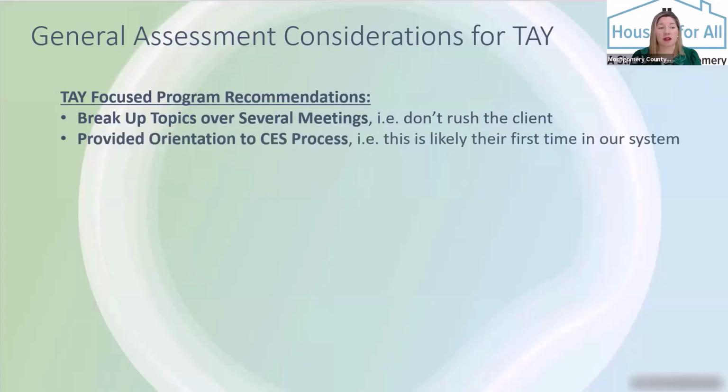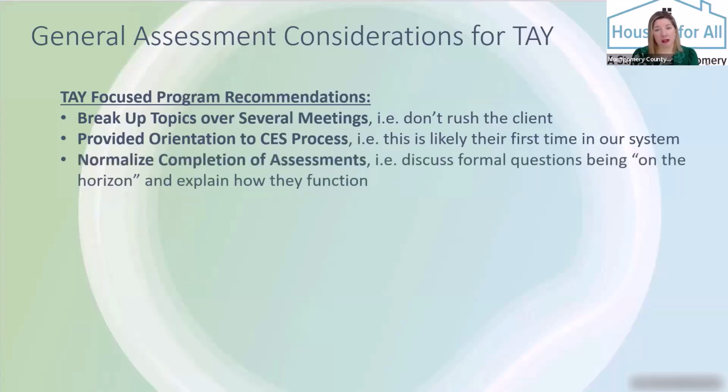You want to orient them to the CES process. This is likely their first time in our system or their first time in our system as an adult. So you have to explain the CoC, how it functions, CES. That is a lot to learn, and that's not going to happen overnight and in one visit. You want to normalize the completion of assessments. So you're telling the person, hey, I'm going to get to know you pretty quickly. I'll have to ask you some very specific questions. They're called assessments. I have to read them word for word. This is something we do with all clients in our program. I'll remind you about it at our next meeting.